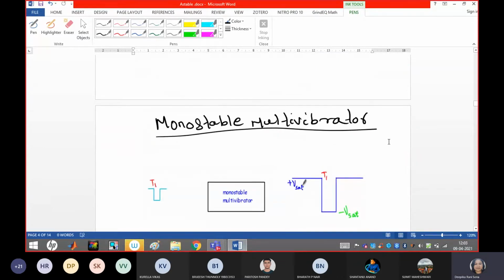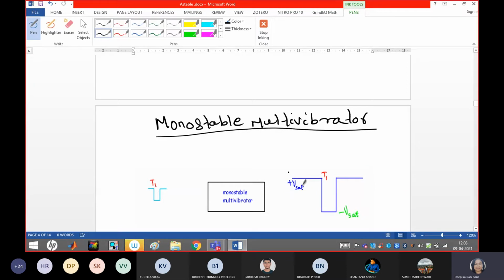Okay, guys. We have seen earlier in the astable multivibrator, we are getting a continuous square wave or rectangular wave that you can generate by using the astable multivibrator. It is neither stable at the plus V set nor at the minus V set. Now the next concept, guys, is the monostable multivibrator. Monostable means it has only one stable state.